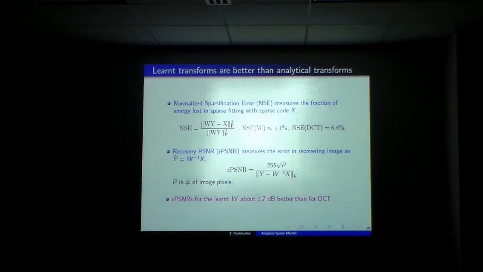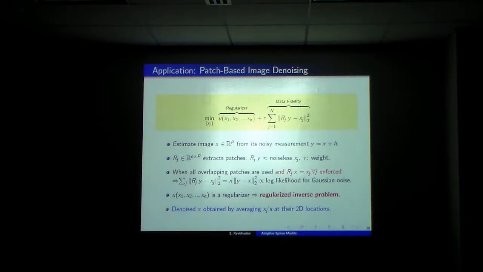You can also look at something called the recovery PSNR, where you recover the estimates of the patches of the image from these sparse codes by applying W inverse, which is a simple least squares reconstruction in the transform model. You can compute the peak signal to noise ratio of this reconstruction, and the learned transform gives about 1.7 dB improvement in this example over the DCT. So it tends to give better image representations than some fixed sparsifying transforms. Okay, here's another very popular application, which is image denoising.